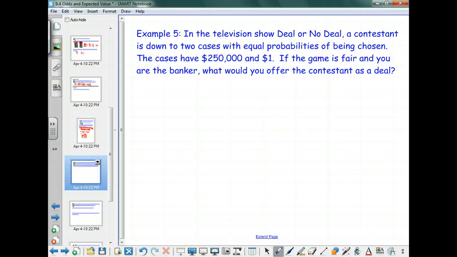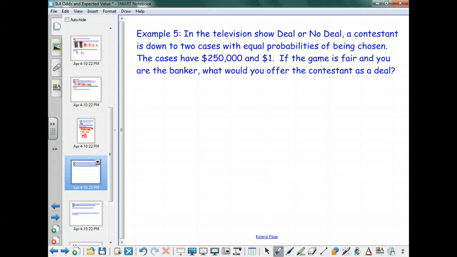All right. Have you seen the show Deal or No Deal? Yes. Okay. And in fact, they have Deal or No Deal inside of arcades. Have you seen those? Chuck E. Cheese has one. My daughter likes to play that one. In the television show Deal or No Deal, a contestant is down to 2 cases with equal probabilities of being chosen. The cases have $250,000 and $1.